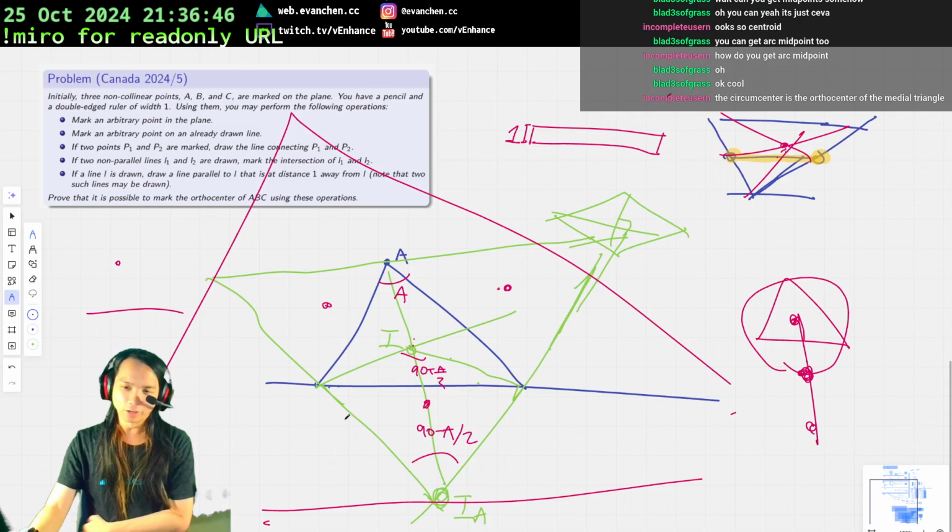Because if I can get the arc midpoints, then I can also get all the perpendicular bisectors, right? The arc midpoint is equidistant from B and C. I wasn't actually trying to go for this particular triangle. I was just trying to draw an altitude. But actually, if I get the arc midpoint, now I can draw this perpendicular bisector.